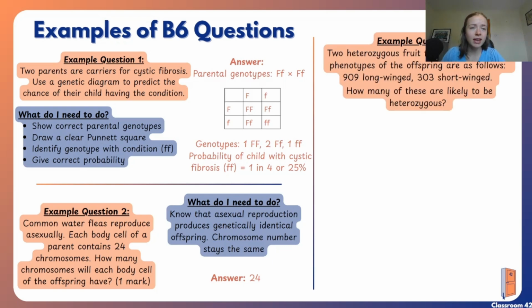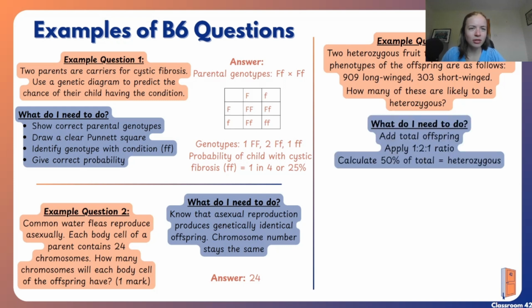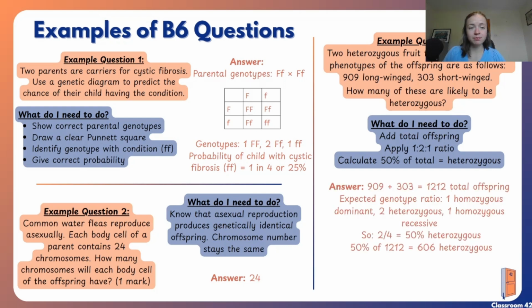And so question 3 here, and apologies, I don't think you can see this fully, but the question is that 2 heterozygous fruit flies are crossed. The phenotypes of the offspring are as follows: 909 long-winged, 303 short-winged. So how many of these are likely to be heterozygous? So on this question, the examiner wants you to notice what those numbers mean, that 909 and 303. That gives that 1 to 2 to 1 ratio. That is what we understand heterozygous crosses to produce, particularly for these kind of monohybrid crosses.